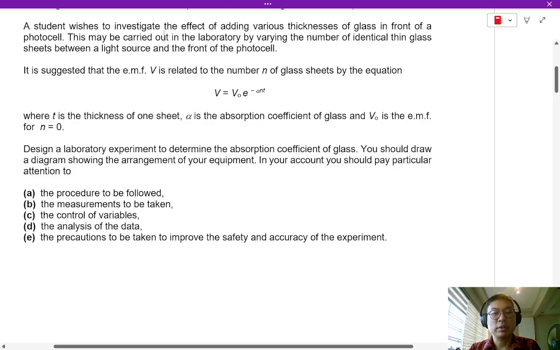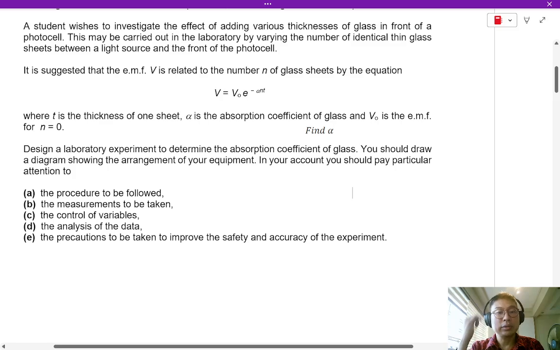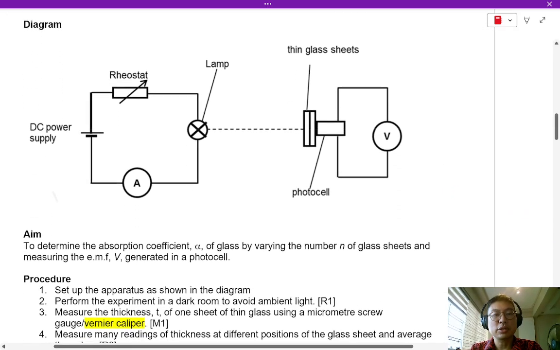Design a lab experiment to determine the absorption coefficient of glass, meaning that they want you to find the value of alpha. Now, you should draw a diagram to show the arrangement of equipment. Pay particular attention to the procedure, the measurement, the control, the analysis, and the precautions for the safety and accuracy of the experiment. So now we've got to find alpha. So straight away, we know that we will need to vary the number of the glass sheets and measure the voltage of the EMF. Now, how do we draw the diagram?